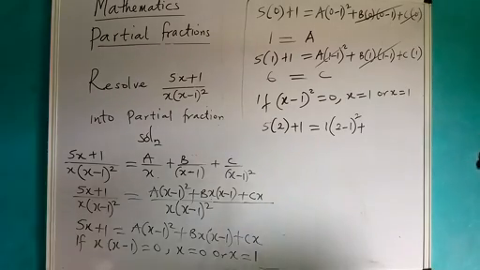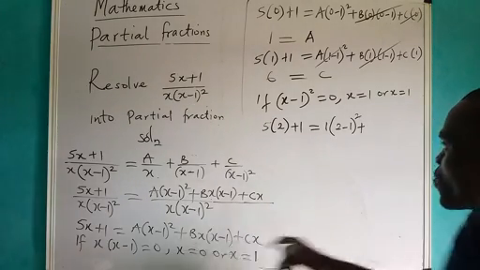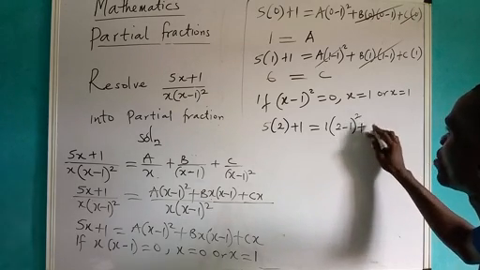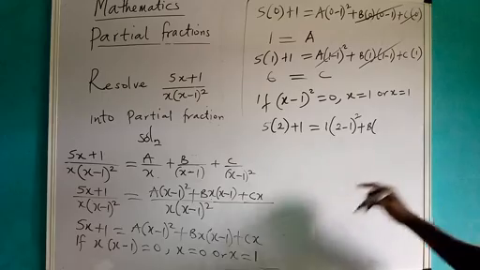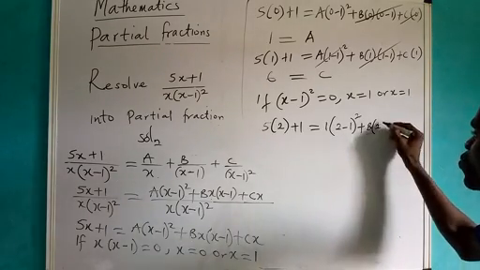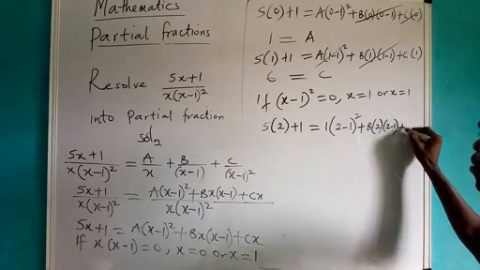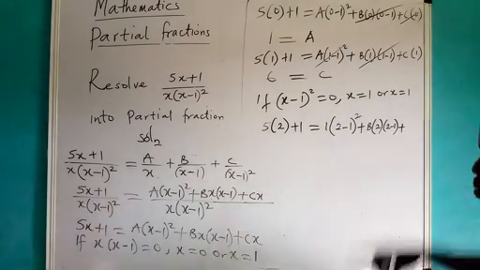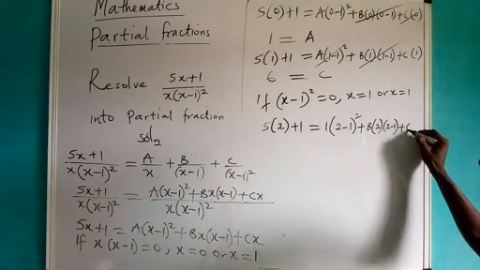The next one now is B. What is B? We have not been given B, we are looking for B. And what is the value of S? S is 2. Remember, we are putting 2, and we also have 2 minus 1. Now, what is our C? C was 6. Therefore, this one is 6.